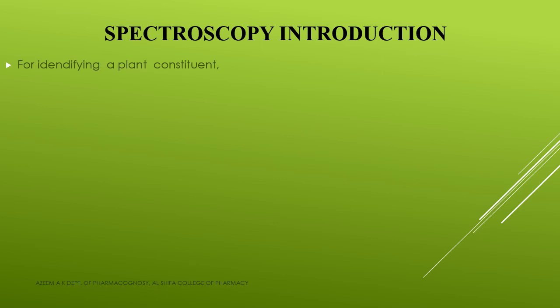So first we can see about spectroscopy. First you have to understand why we are going for spectroscopy. Clear? So what is the purpose of doing this spectroscopy? First you have to understand that. So here for identifying a plant constituent, you already know that plants have a lot of chemical constituents, and in fact in short we can say that a plant is a biochemical laboratory, and a lot of chemical components are synthesized.